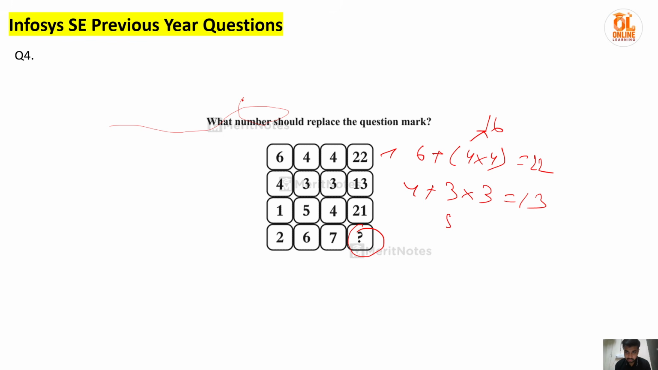5 into 4, 20 plus 1, 21. 6 into 7, 42. 2 plus 42. The correct answer will be 44. So 44 will be the right answer.